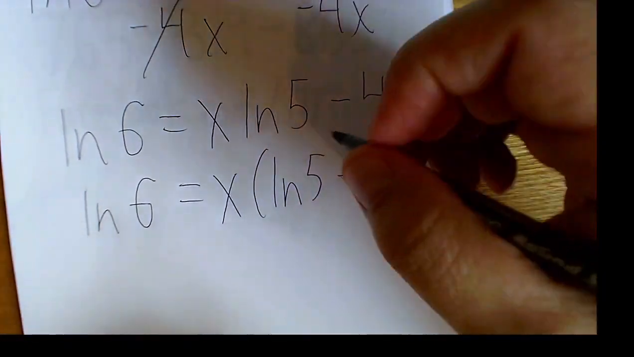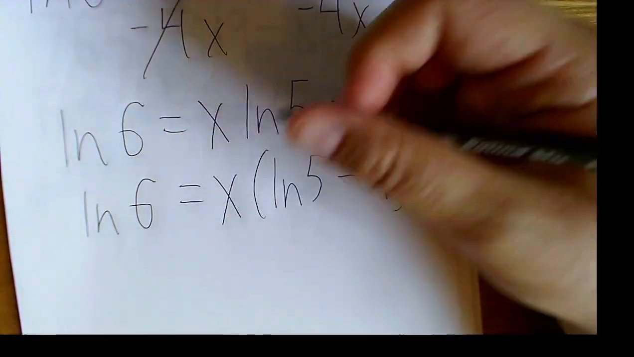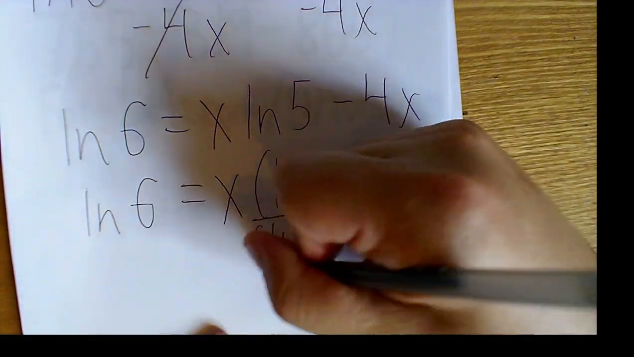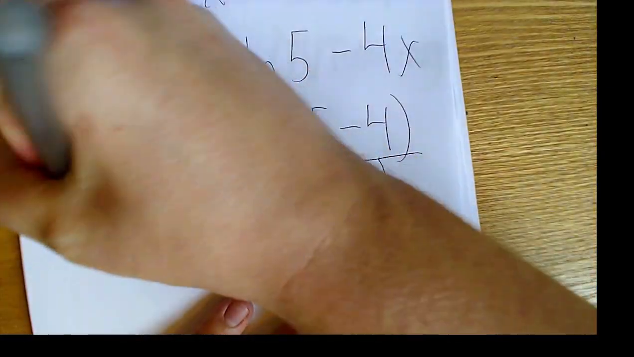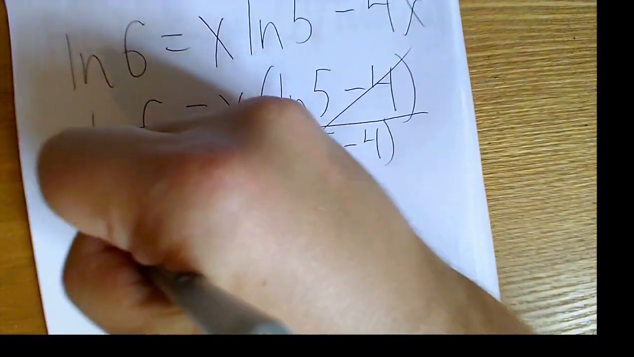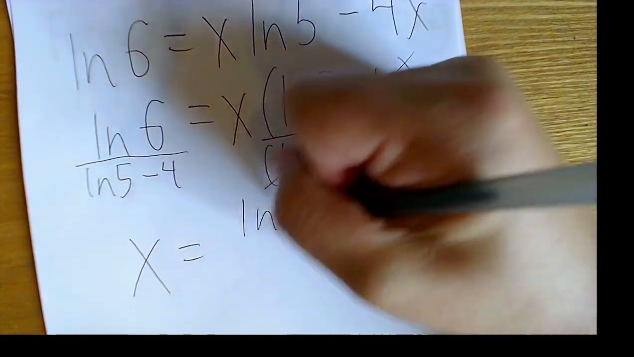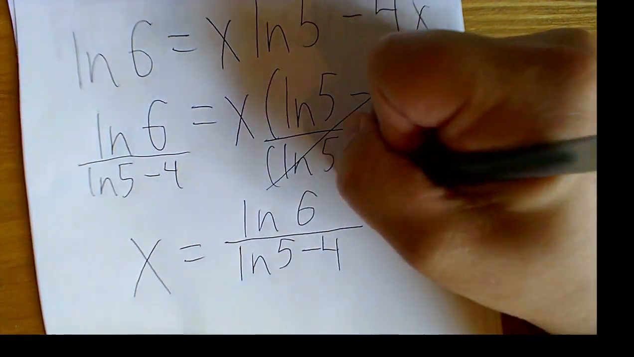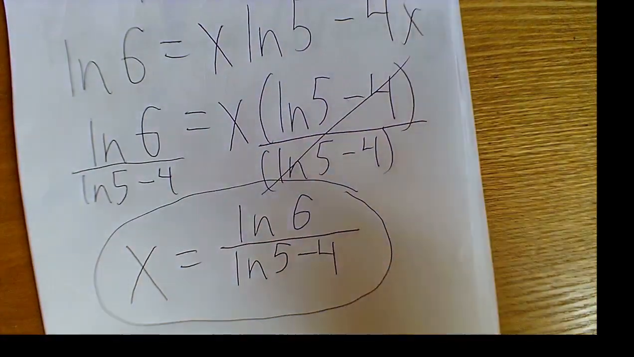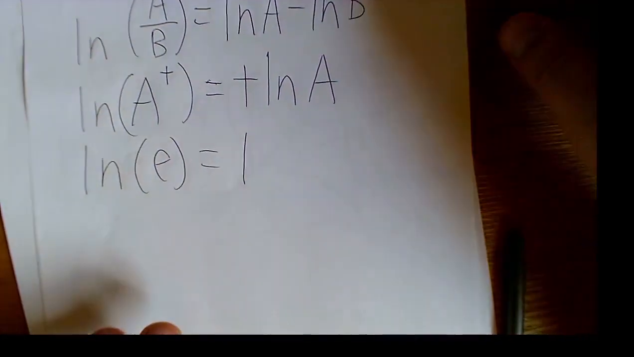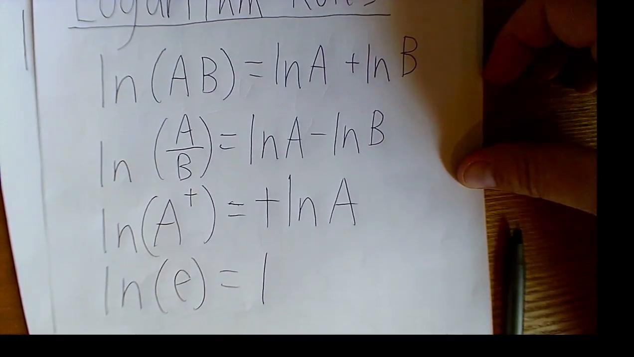And then we can just divide, if we want to get x on its own, right? That's our goal of algebra, find x. So we're going to divide both sides by ln of 5 minus 4, and we have x equals ln of 6 divided by ln of 5 minus 4. So really, all it comes down to is remembering the few logarithm rules that we brought up earlier and making sure that you can apply them when they're needed.